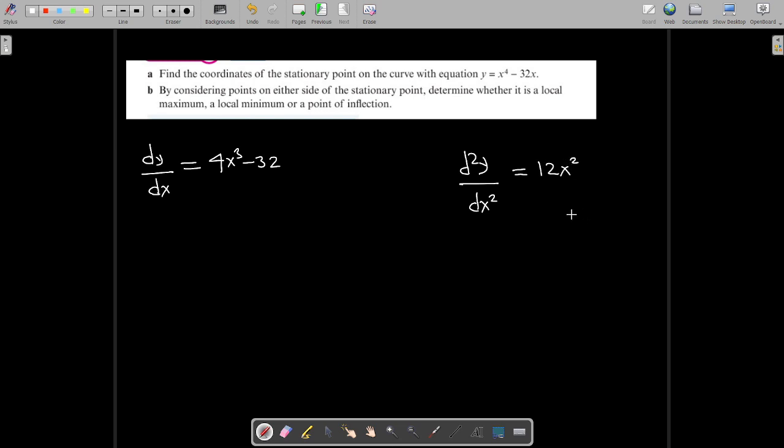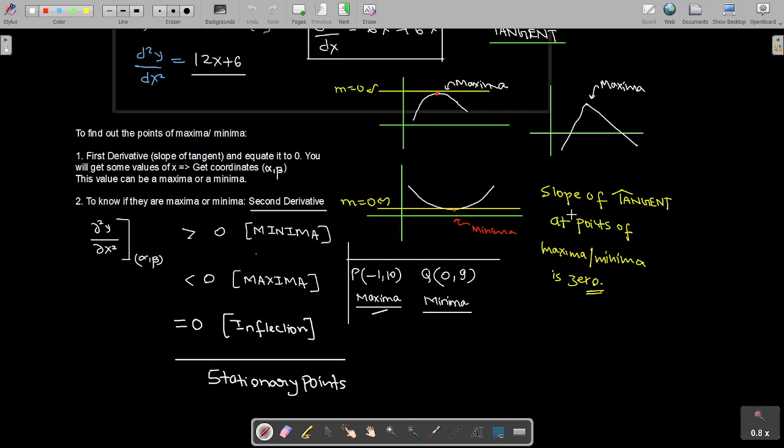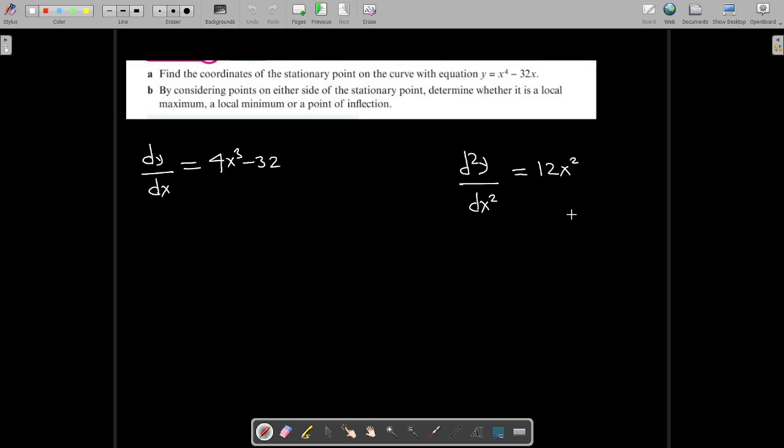Now, I have to solve the first equation. Should I equate 4 to power 2 or something? No. The step is written for you. First derive the slope and equate it to 0. Yeah, I derived it and I equate it to 0. Find the values of x.